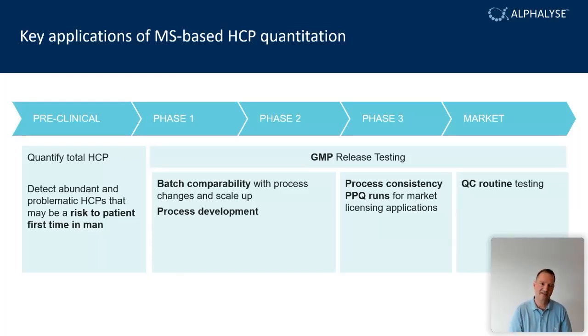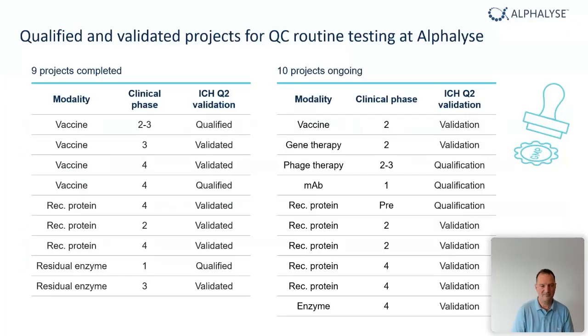So this strategy many of our clients have used and are using. So we have actually qualified and validated a large number of projects and are doing QC routine testing here at Alpha now. So you can see it's a variety of different types of modalities. It's vaccines, recombinant proteins, cell and gene therapies, MAPs, enzymes used as part of the manufacturing process. All these samples, different sample types can be handled by this method.